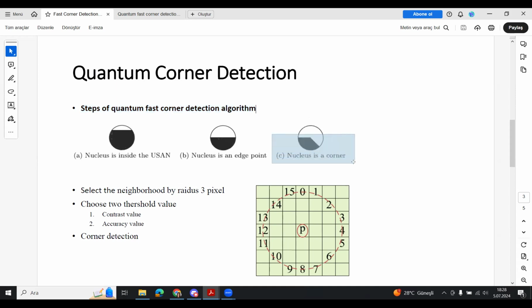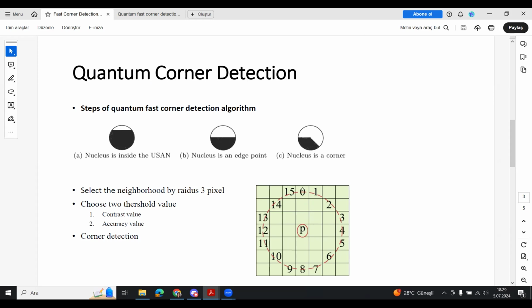After selecting any part of the images, we select a dimension of 3 pixels to implement the corner detection. According to the 3 pixels, we select the neighborhood with a radius of 3 pixels and choose the two threshold values by using the contrast value according to the accuracy value. And in the third step, the corner is going to be detected by using these values.